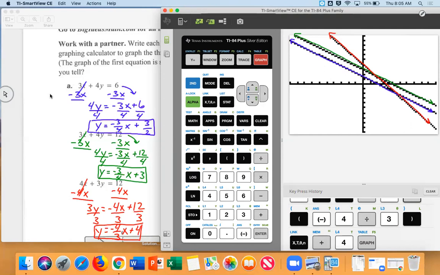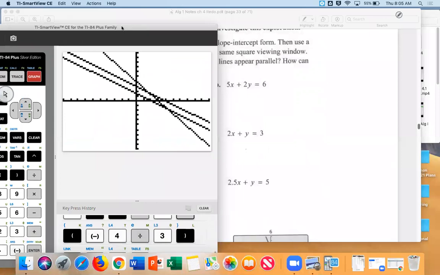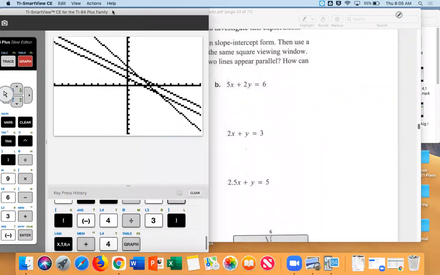So we have that. Now that you guys can do that, why don't you try B? All right. So why don't you guys try B? Try to figure out, without graphing, are these lines parallel, perpendicular, or neither? Okay. View them as 1, 2, and 3.